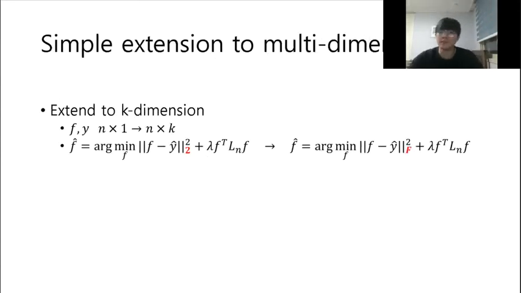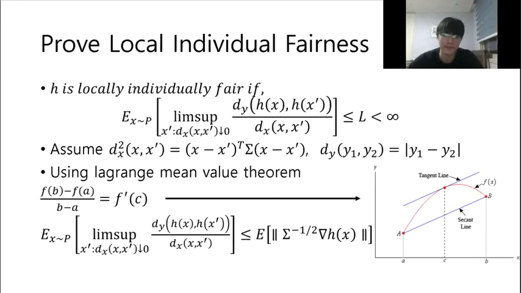Before proving local individual fairness, let me simply introduce the advantage of this objective function compared to D-Works objective function. That is, it is easy to extend dimension. As this equation shows, the only thing needed to extend dimension is to change the two norms in the equation to Fourier norm here and here. So this algorithm can be used widely and commonly. Now I will begin the proof of local individual fairness of GRIF.